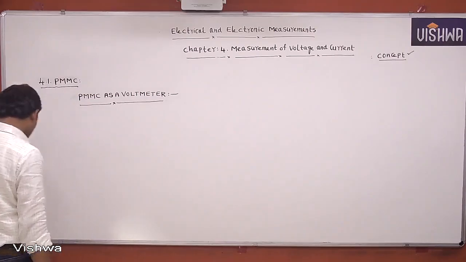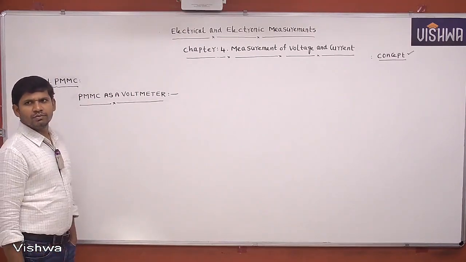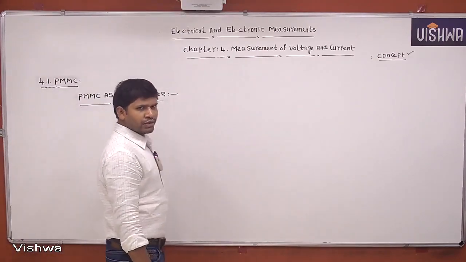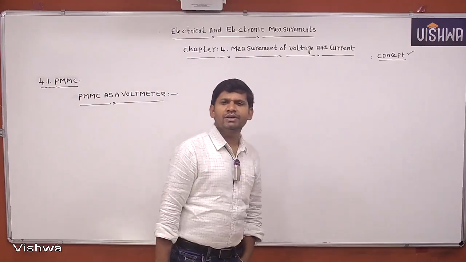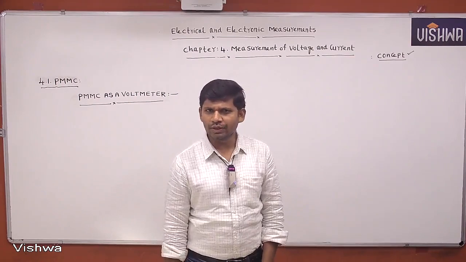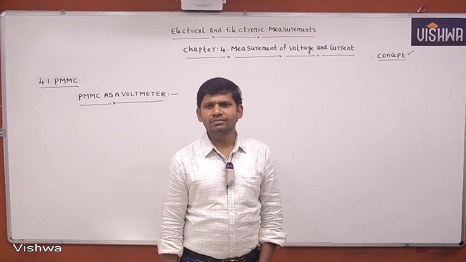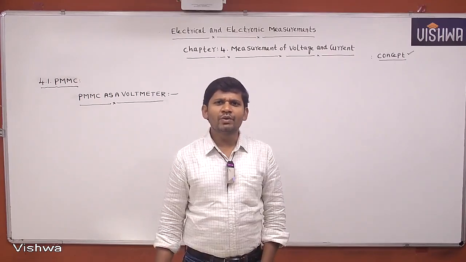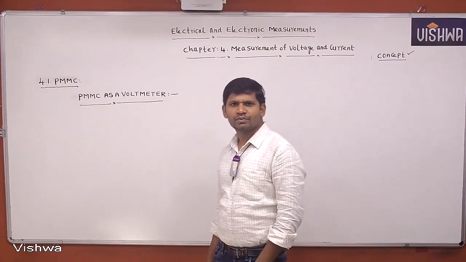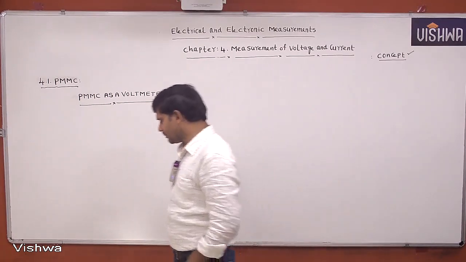I told you already, if we use the instrument alone, we can measure a maximum voltage of only 100 millivolts. But using the same meter, if you want to measure high voltages, then we go for extension of range. How do we extend the range of PMMC as a voltmeter? Listen please.